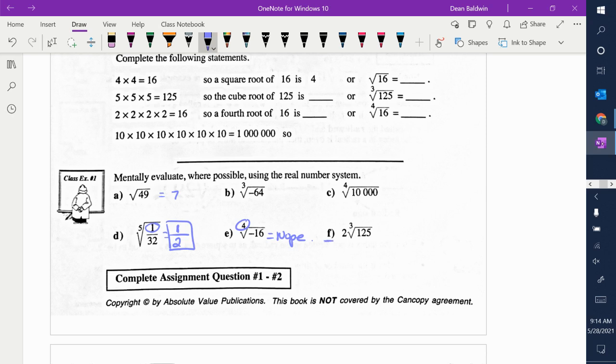Let's do F. Forget about the 2 on the outside. Just write that there. And let's look at this. What multiplied by itself 3 times will give you 125? 5. So that is 5. 2 times 5 is 10.